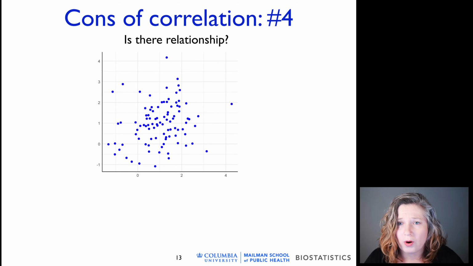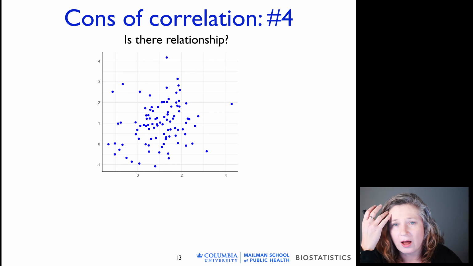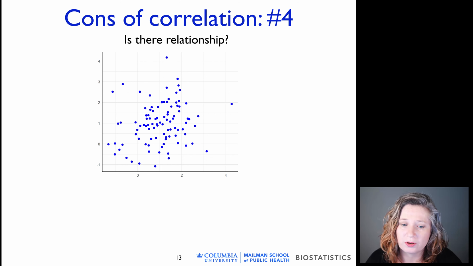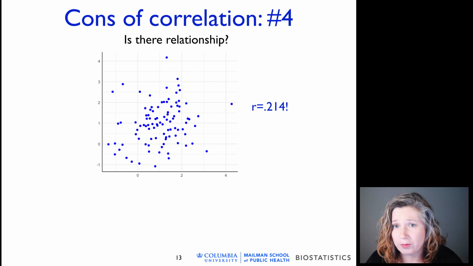So the last but not least problem with correlation is, what if we have a scatter plot that looks like a mess? Do you think there is a relationship? Is there an association in this scatter plot? When we compute the correlation coefficient for this particular data, we will get correlation 0.214. Some people might think that correlation 0.214 is actually quite a strong correlation. I've heard opinions that 0.214 is 1/5 between 0 and +1.